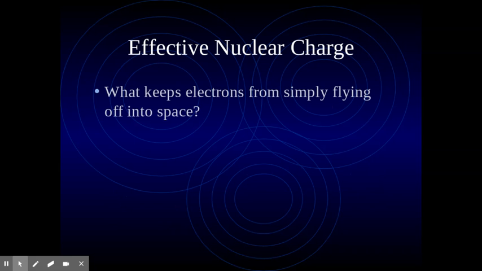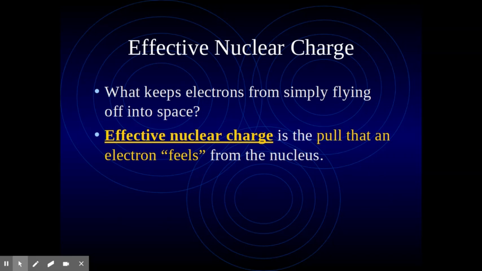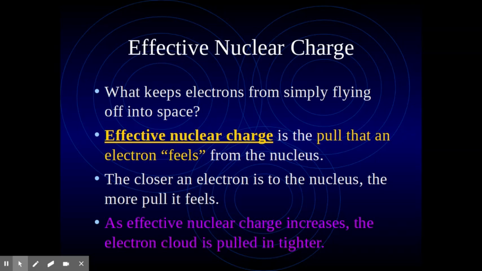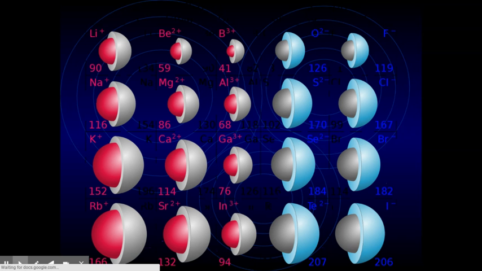So let's take a look at what that might look like. So again, we have the effective nuclear charge, right? That pull on the electrons from the nucleus. And the closer an electron is to the nucleus, the more it's going to feel that pull. So things very close to the nucleus are really feeling a strong pull from the nucleus. So as effective nuclear charge increases, the electron cloud gets pulled tighter as you go across.